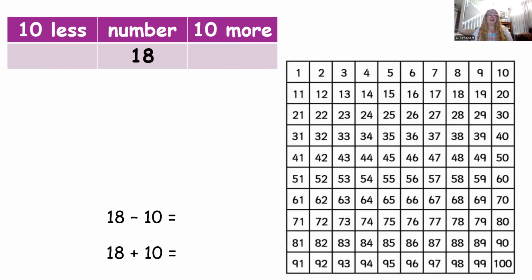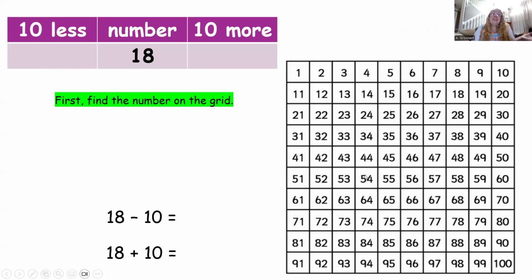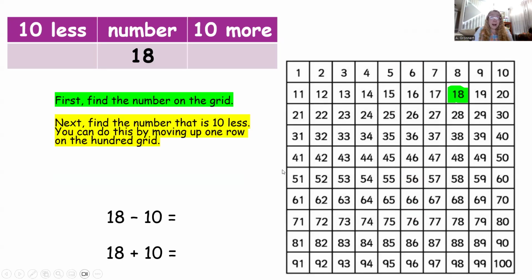This is pretty fun. Okay, now our number is 18. Do you see the number 18 on the 100 grid? Super. The first thing we need to do is color it in or circle it. There it is. Now, what do we do? You remembered. We find the number that's 10 less. Do you remember how to do that? Yes, you go up one row.